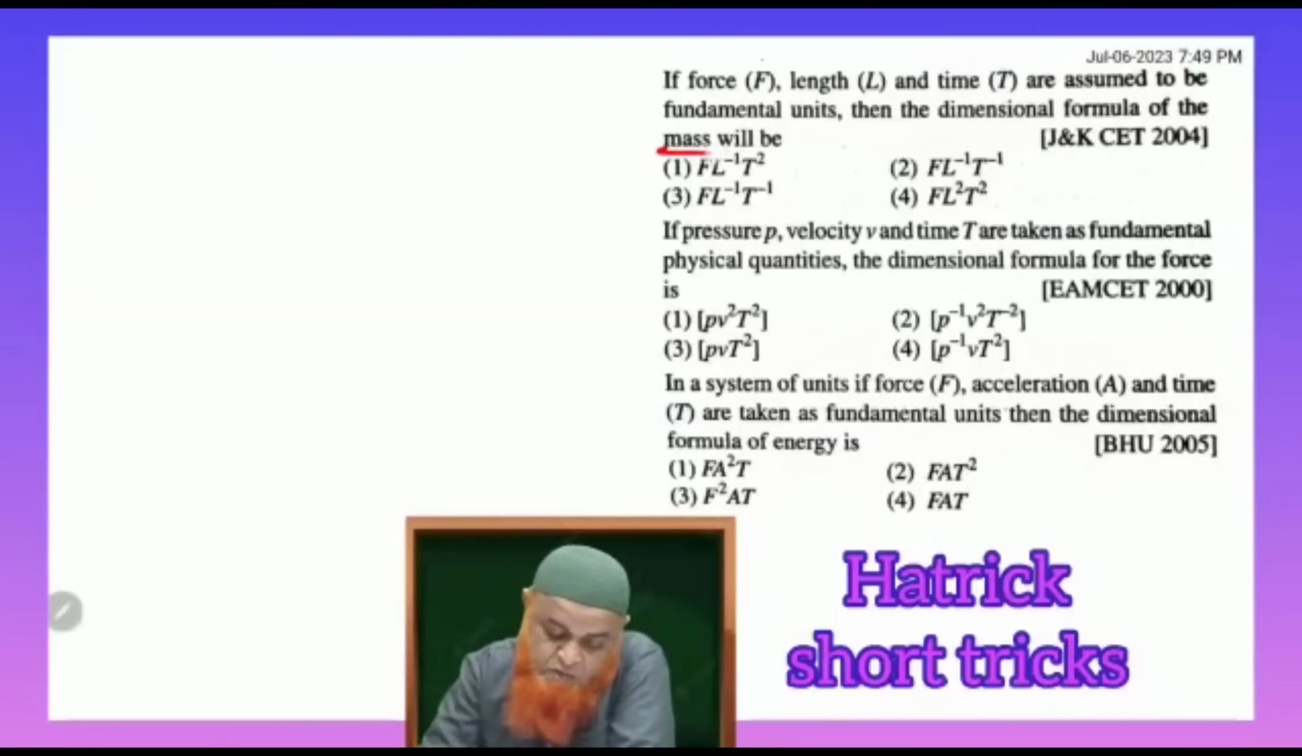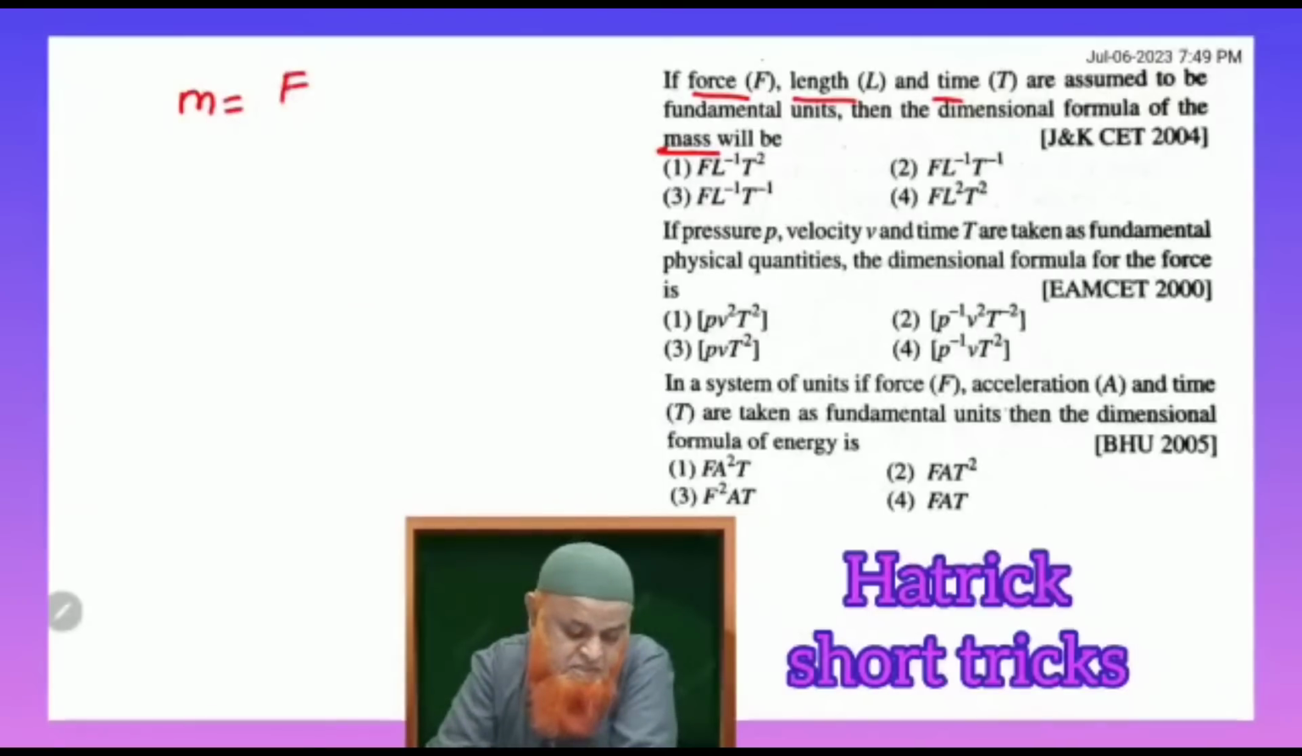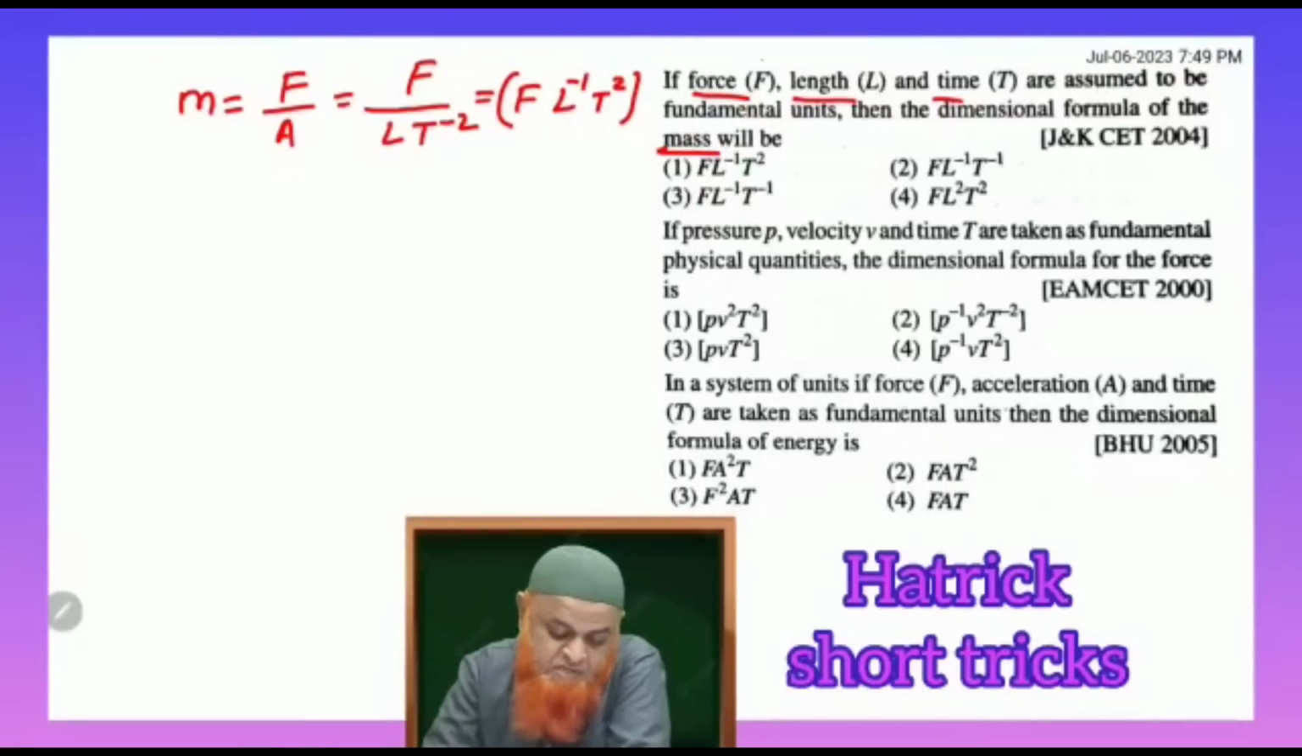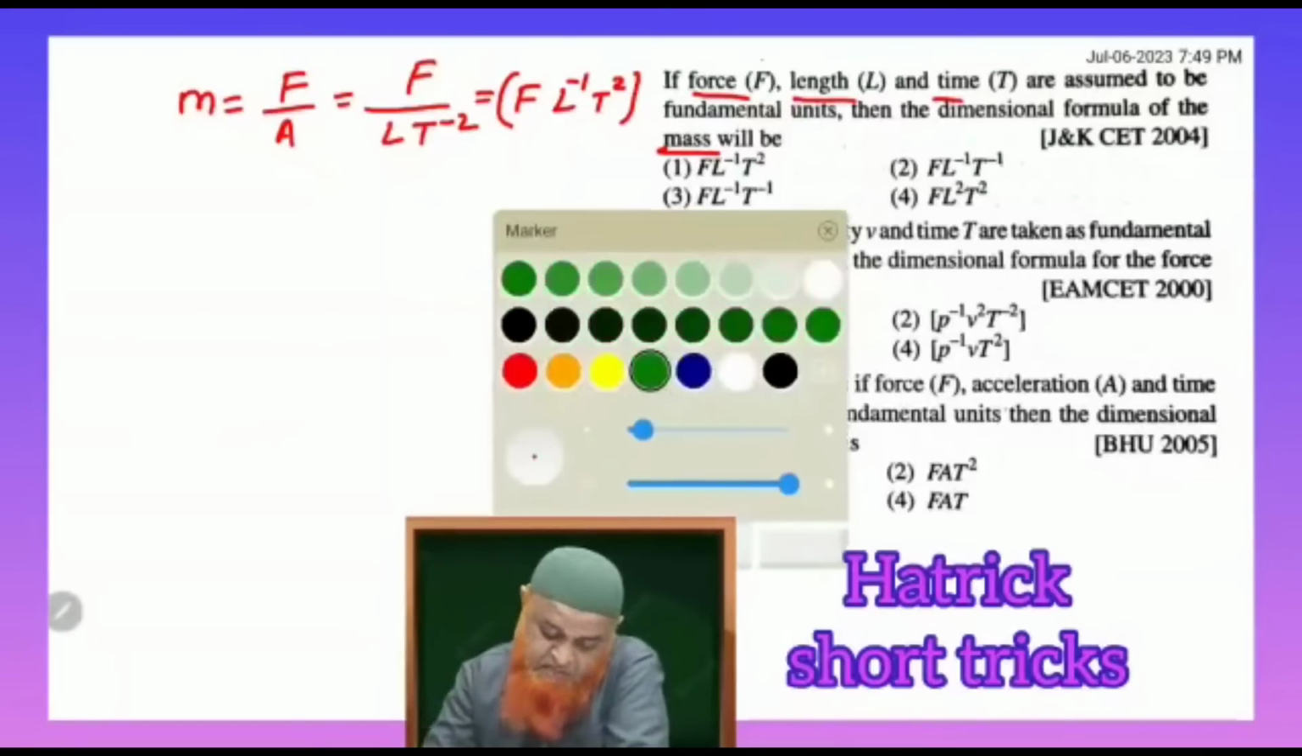He is asking us to find out the fundamental formula for mass in terms of force, length and time. So you all know that mass is nothing but force by acceleration. Okay, you all know that acceleration can be taken as LT power minus 2. That's it. So your formula is ready. Force length power minus 1 t square. That's it. Your option is ready here. Okay. So now let us go ahead with the second problem.